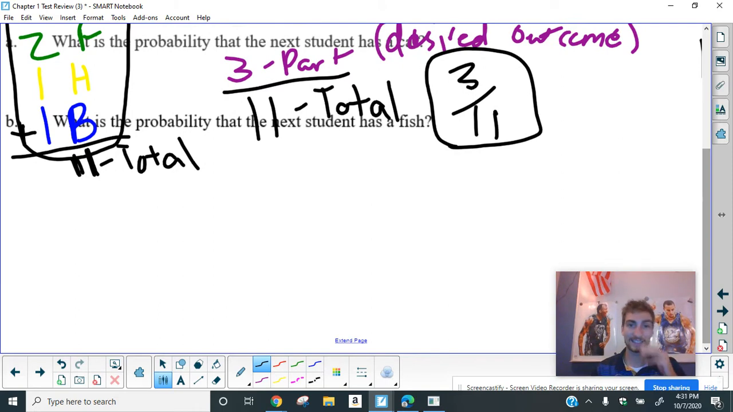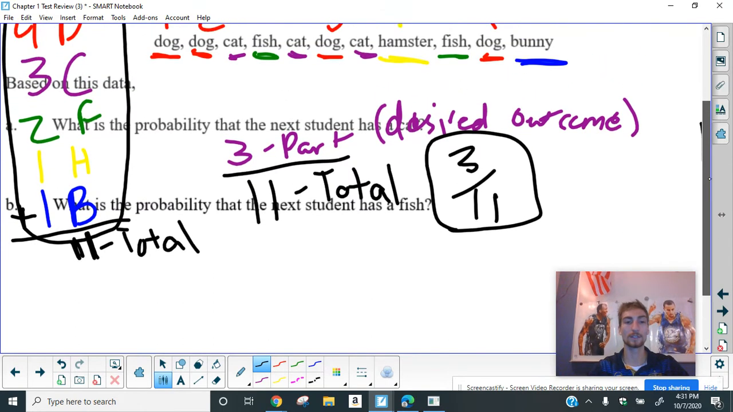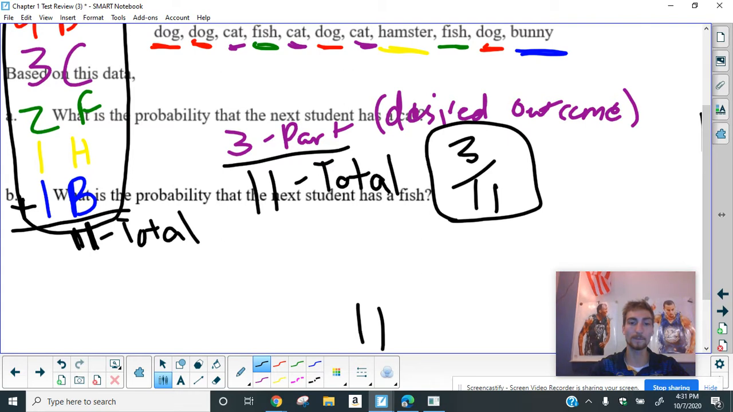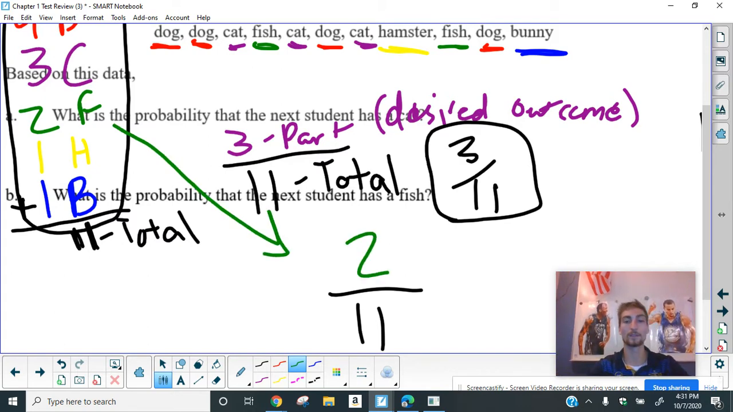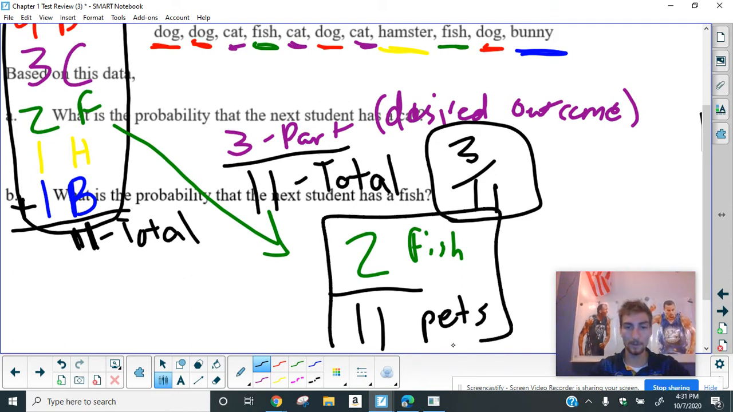What is the probability that the next student has a fish? So again, we're going to have our total on the bottom, 11, and then fish. Well, there's 2 fish here. So 2 over 11, 2 fish out of 11 total pets. All right, and can we reduce this? In other words, is there a number that goes into both 2 and 11? I don't think so. So that would be my final answer.